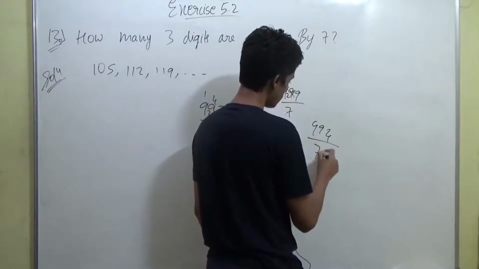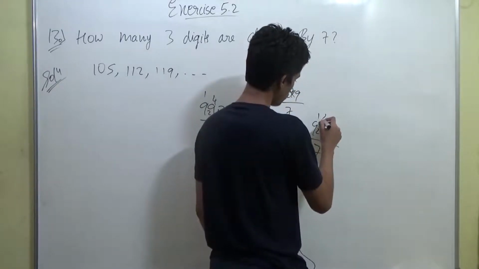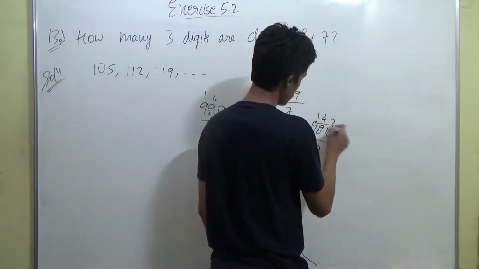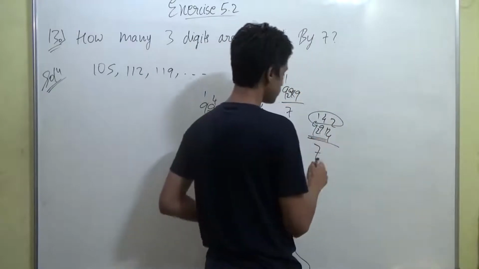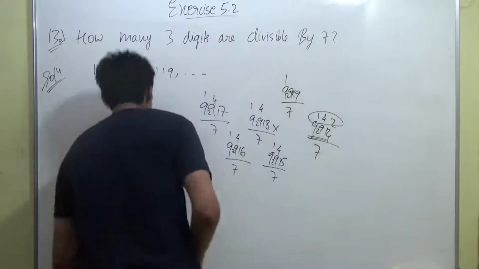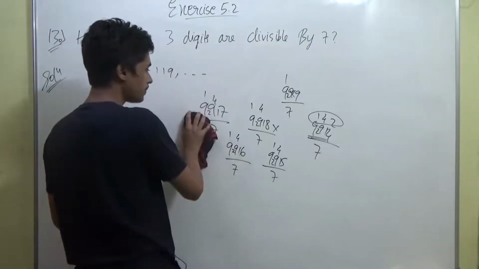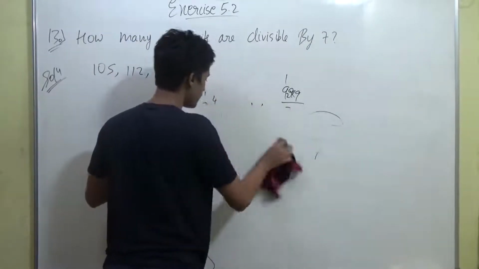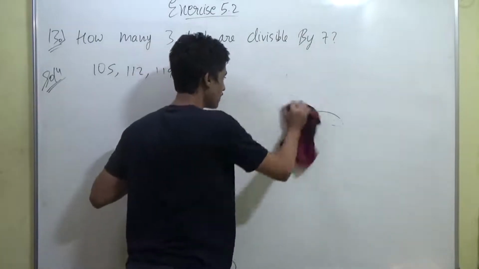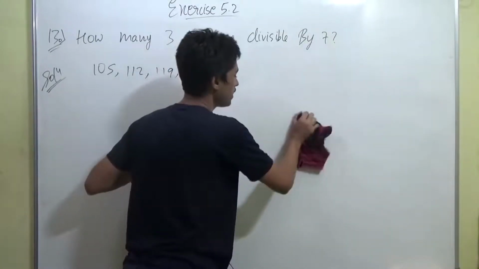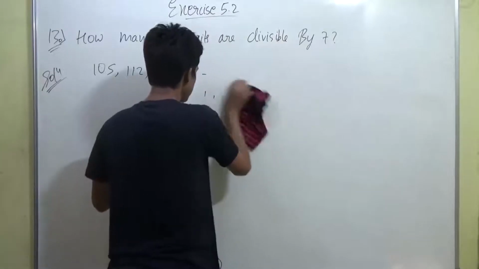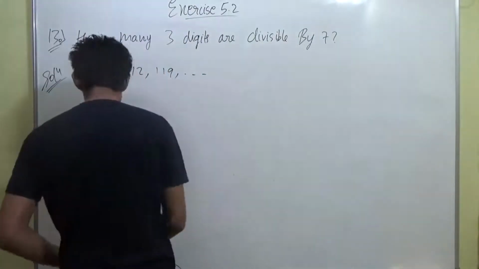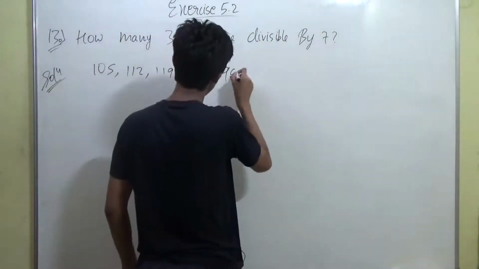Now I guess it will happen. 7 4s are 28, 14. Yeah, remainder 0. Getting it? So 994 is divisible by 7, which means the last 3 digit number which is divisible by 7 is 994. Getting my point? That is how you will be finding the AP here. That's how you will be finding the 3 digit numbers divisible by 7 by trial and error.